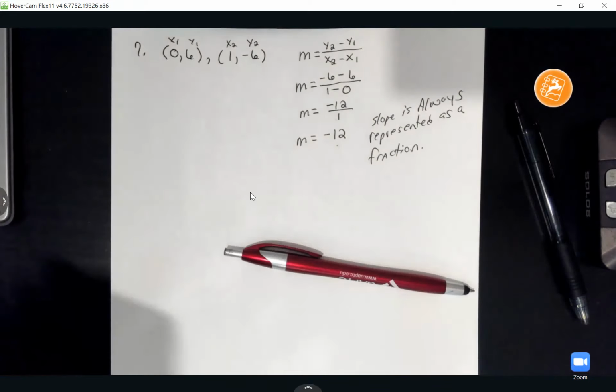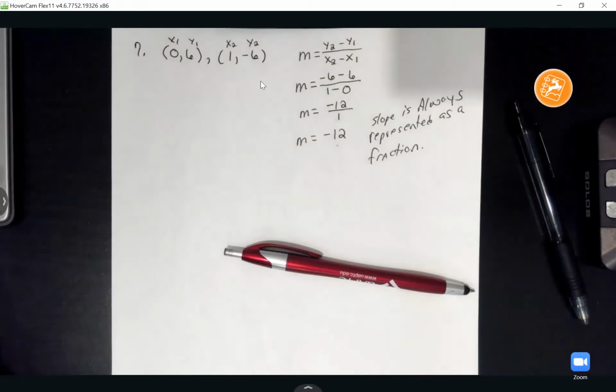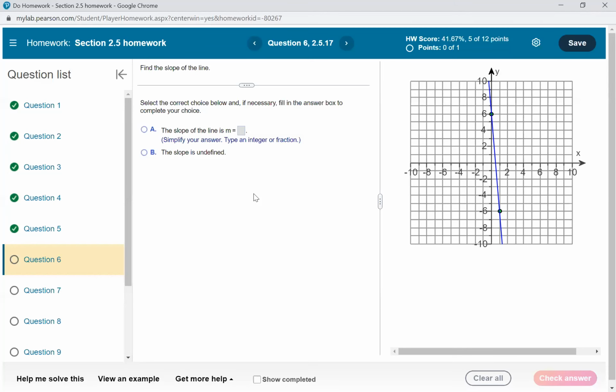So now, let's go look at this graph and see what we got. We got a -12 for the slope. And y'all watch this. Since I got a -12 over 1 for my slope, if I start from 6 and count down, 1, 2, 3, 4, 5, 6, 7, 8, 9, 10, 11, 12. And then I go right 1. I am exactly on that line.